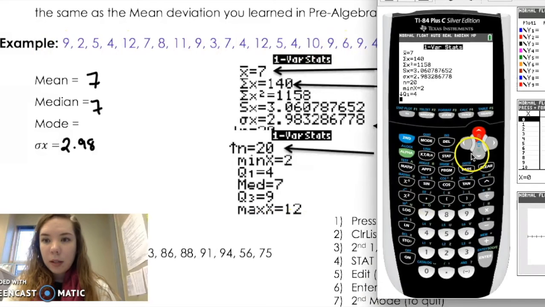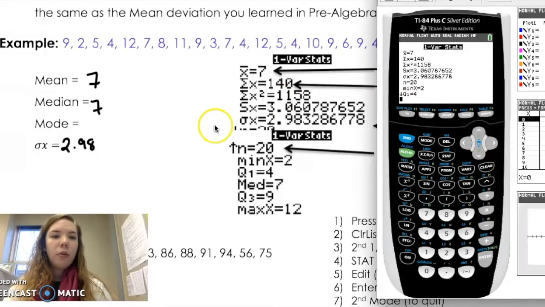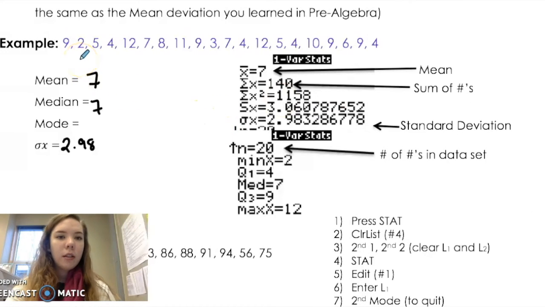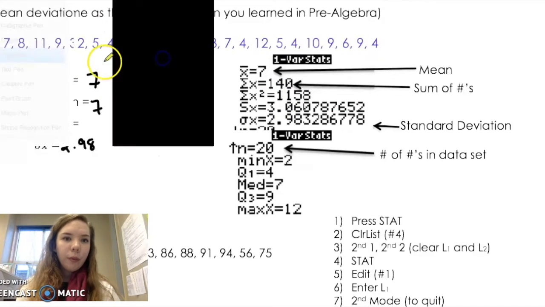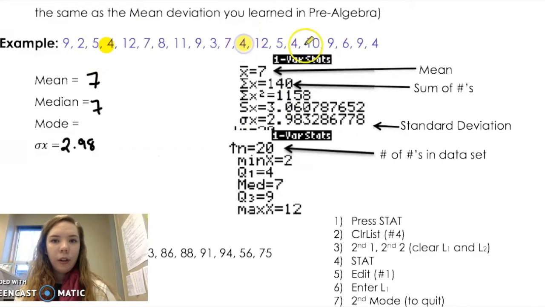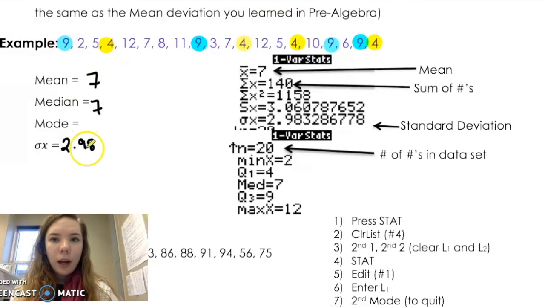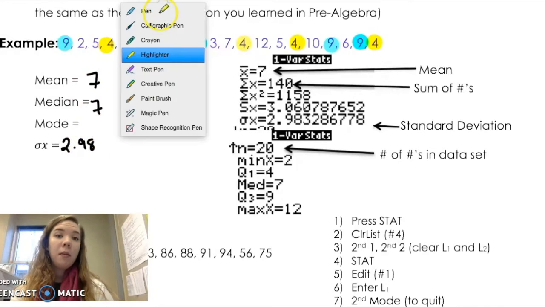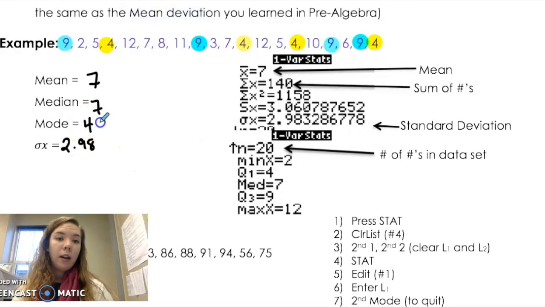I believe, let me double check here, that it doesn't show your mode. No, it doesn't. So we'll just have to go through our list on our own. So if we look at this, it looks like 4 pops up a lot. So here I have 4, 4, 4, and 4. 9 also pops up a lot. Any others? It looks like those come up the most, and they come up the same amount of times. So it's 4 and 9.